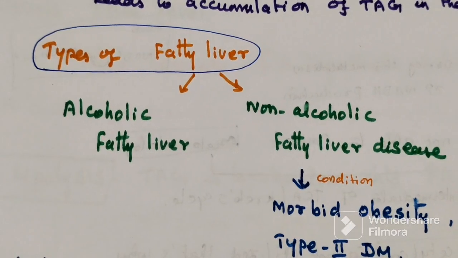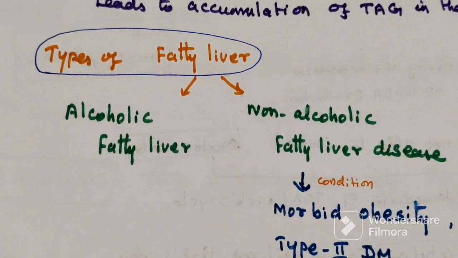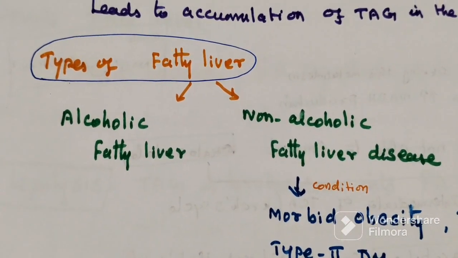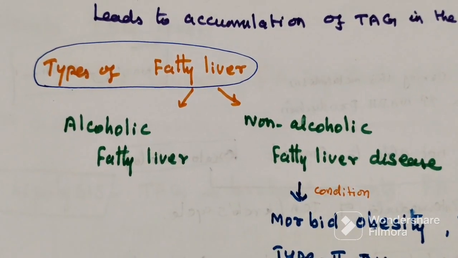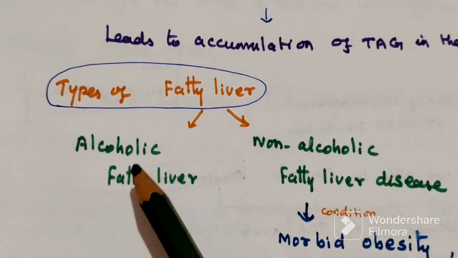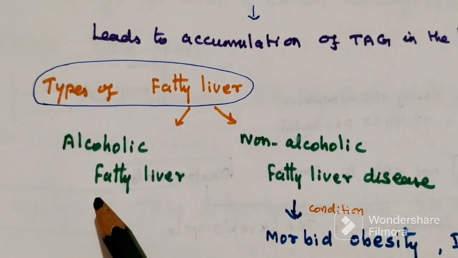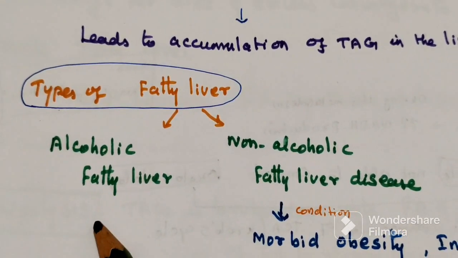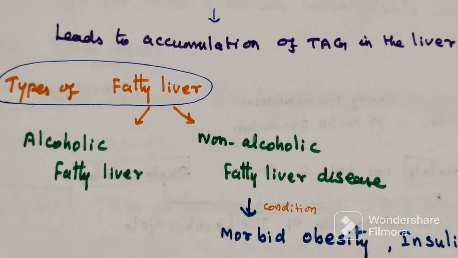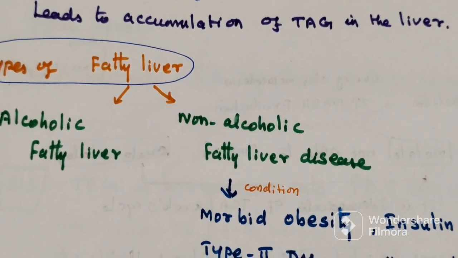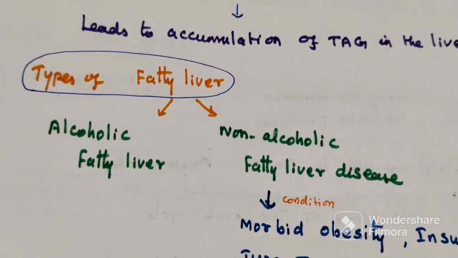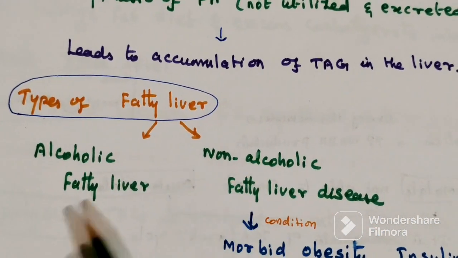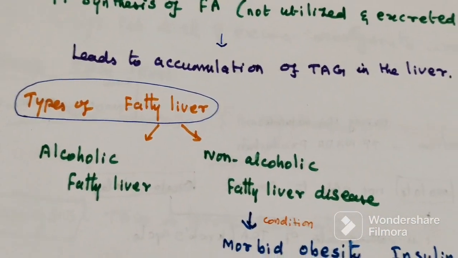Next, types of fatty liver. There are two types of fatty liver. If it is due to chronic alcohol intake, it is called alcoholic fatty liver. Any condition other than alcohol is called non-alcoholic fatty liver disease. So the two types are alcoholic and non-alcoholic fatty liver.